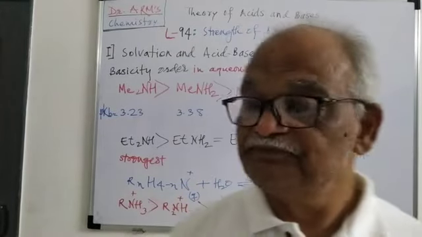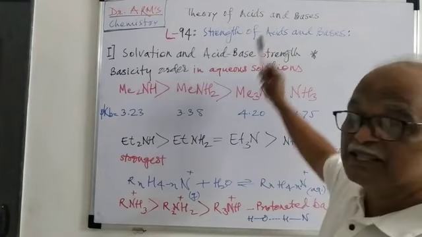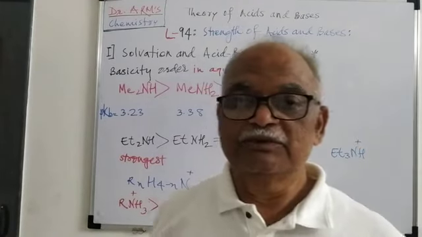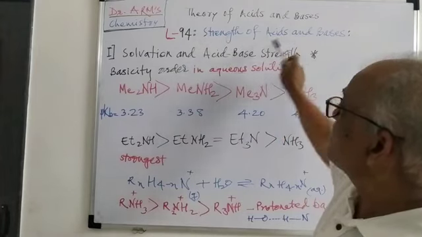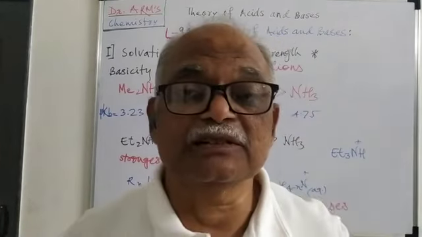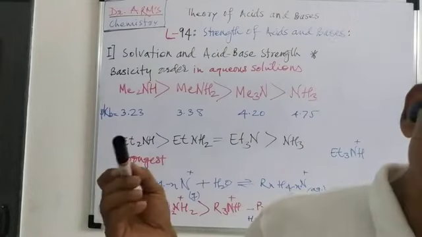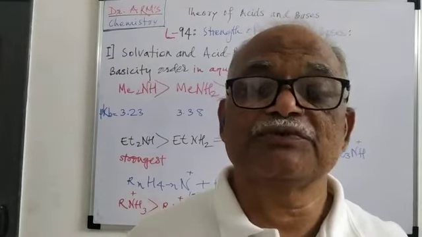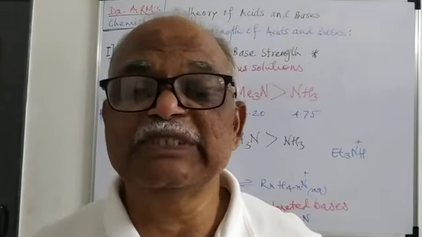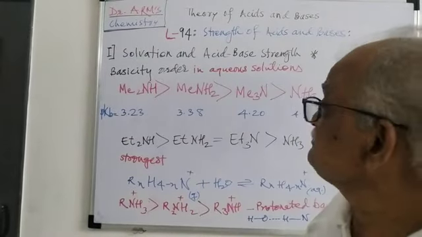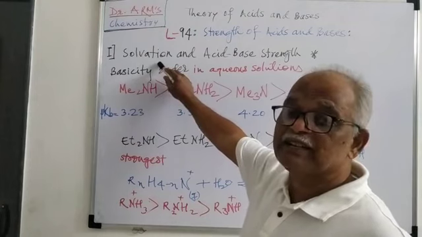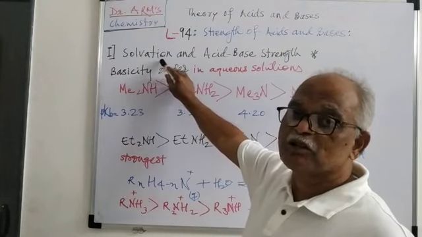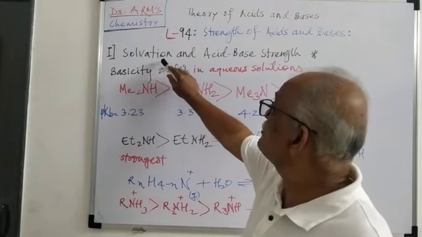We were discussing the theory of acids and bases, in which we are now considering the strength of acids and bases. Under this title we have seen various factors which affect the magnitude of the acid and base strength. And today we will discuss the next point that will affect the strength of acid and base, and it is solvation.